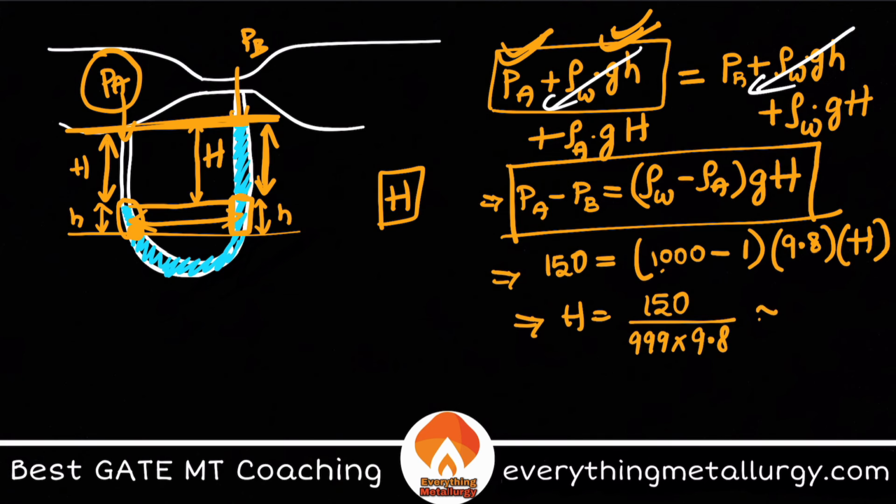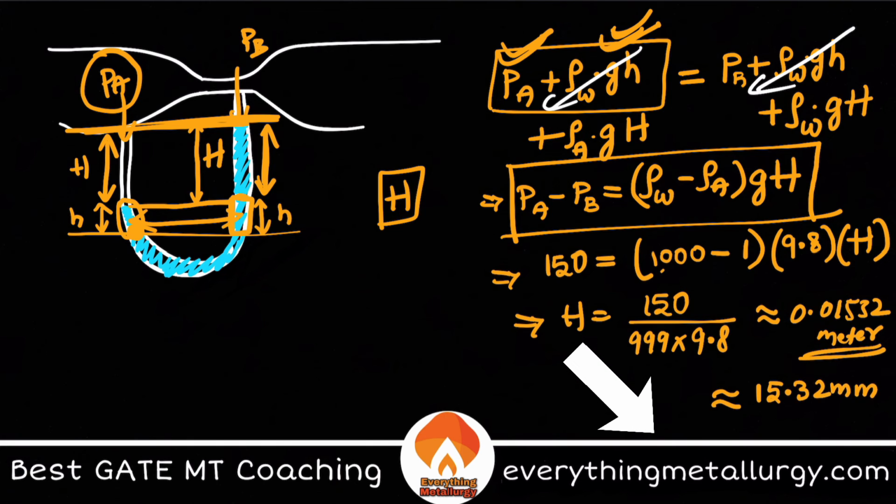So if you do this, you will get approximately 0.01532 meter. Of course the question is asked in mm, so if you want to convert into mm, just multiply by 1000, and you get 15.32 mm, right? So this is how you actually solve the problems of venturi meter and manometer. So I hope this particular video gave you a clear idea of how things work by using Bernoulli's principle, the continuity equation, and also using that in manometers, right?